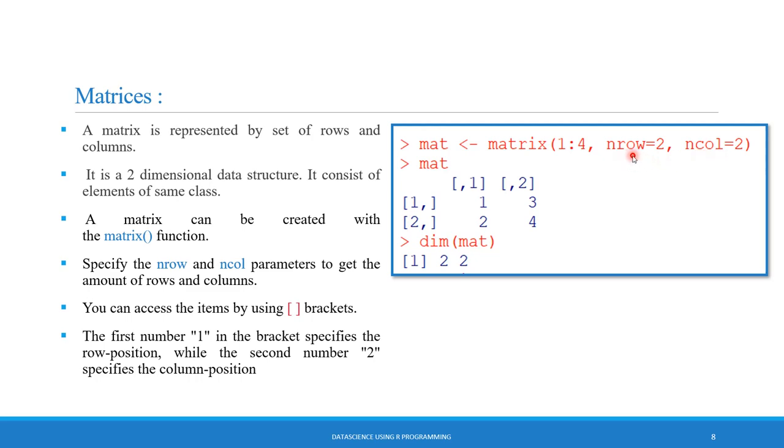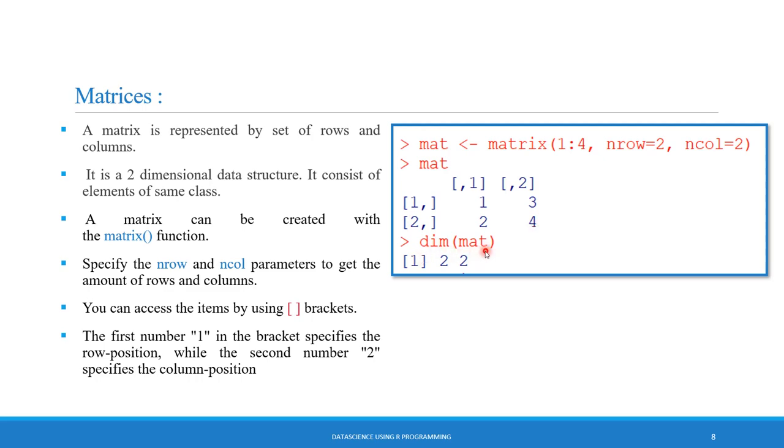nrow represents the number of rows to be created and ncol represents the number of columns to be created. In this example, I have mentioned the data elements from 1 to 4, the number of rows as 2 and the number of columns as 2. As a result, a 2 cross 2 matrix is created with the elements from 1 to 4.